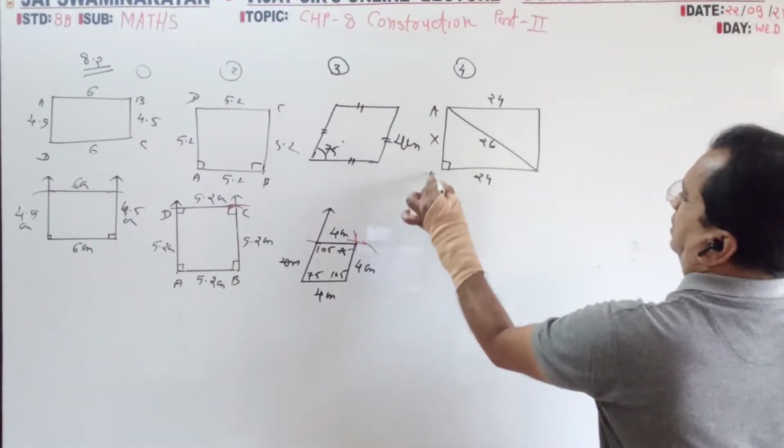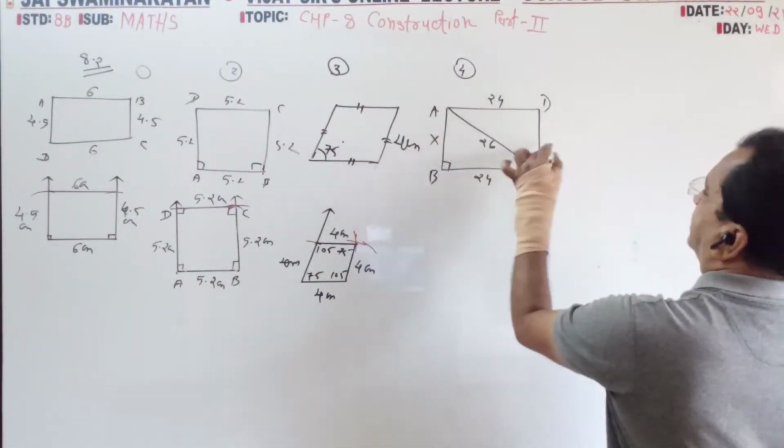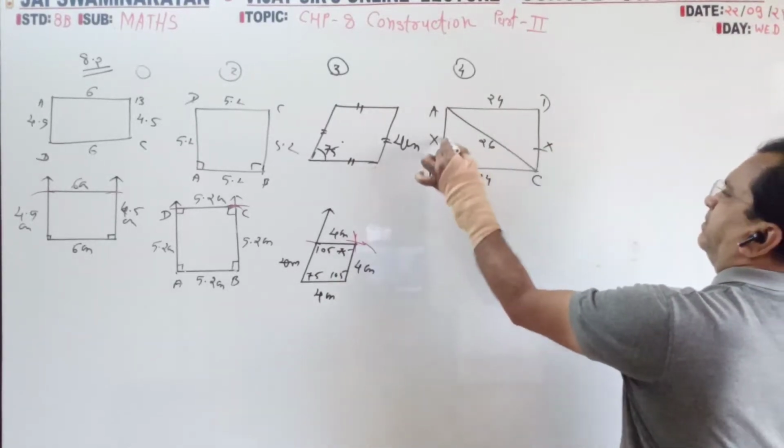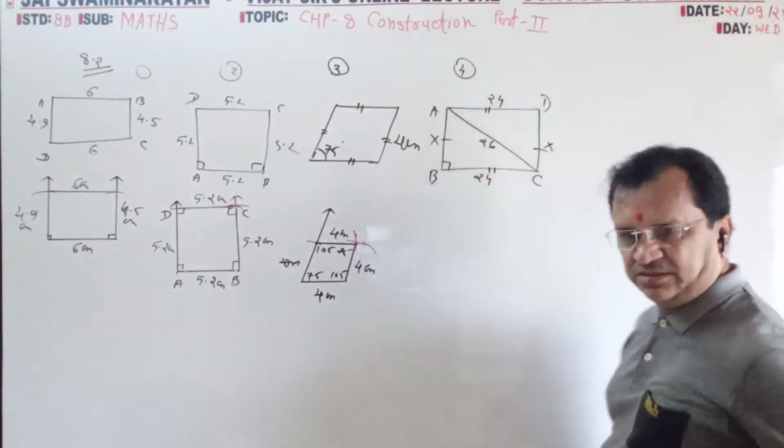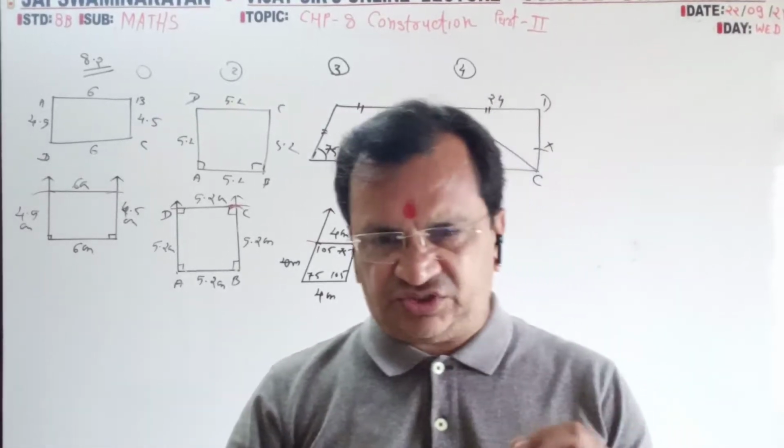These x opposite sides are equal. Opposite sides are equal. So this is not a question of construction.